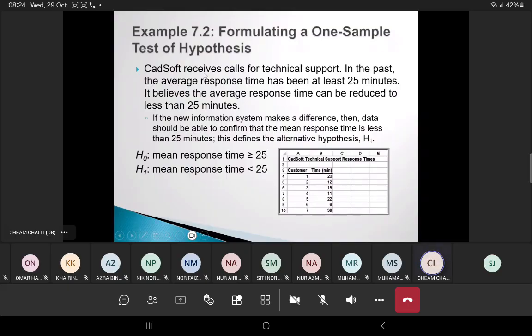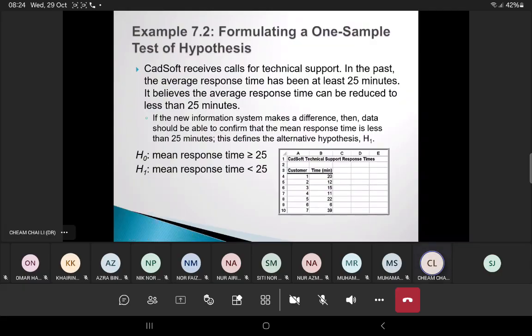Okay, for this cutoff data set, you have this scenario. Cutoff receives calls for technical support. So in the past, the average response time has been at least 25 minutes. This is based on the currently accepted value, or the standard, right?